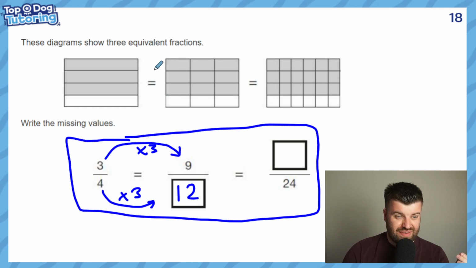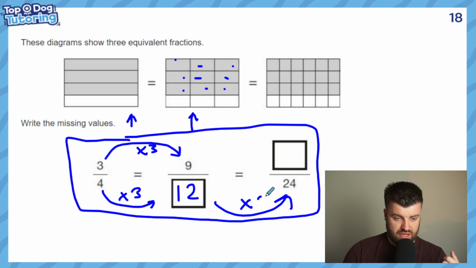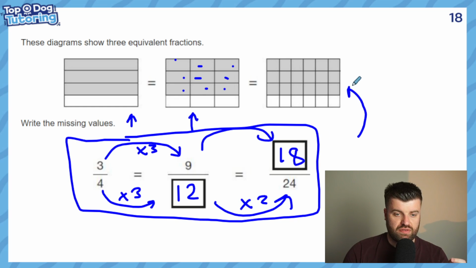But this question even gives us a picture to work from, and that might be much easier for some people to look at and work out. So we can see here, look, 9: 1, 2, 3, 4, 5, 6, 7, 8, 9, out of 3 more, which is 12, and we can just write that down. 24 here, again, you could just use your knowledge of 12 times 2 is 24. So do the same to the top to maintain equivalence, or you could have counted up here.